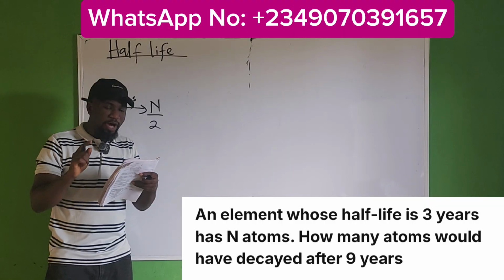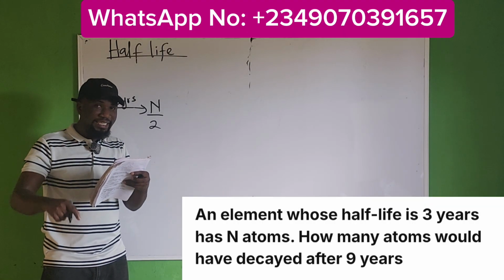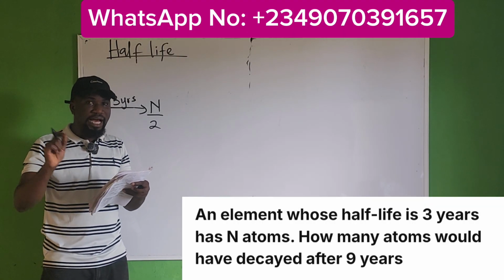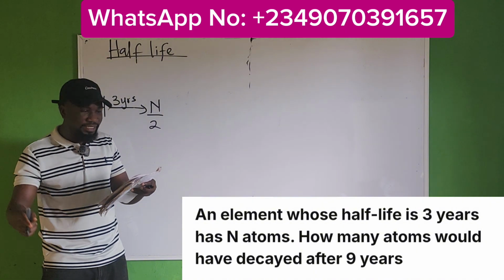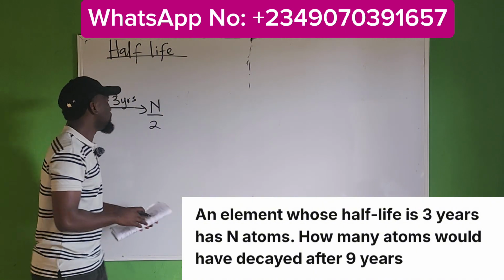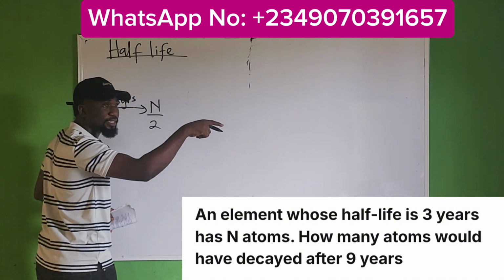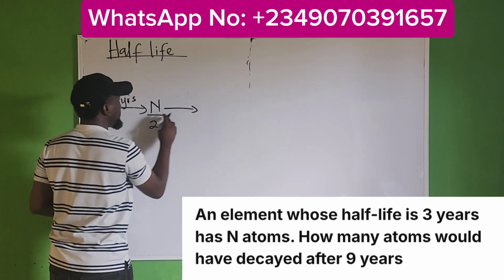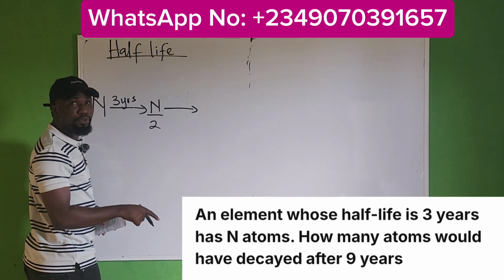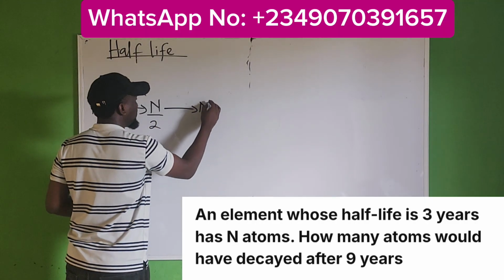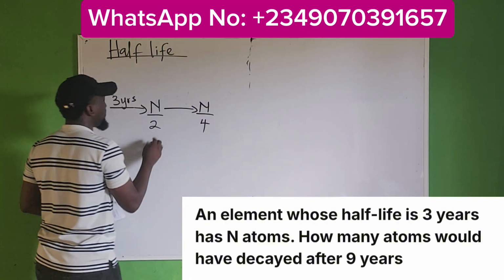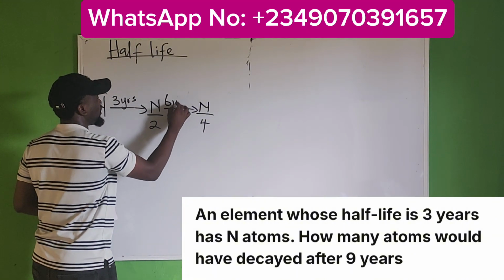How many atoms would have decayed after 9 years? So we want to get to 9 years now. So this will give us n divided by 4. Half of this is n over 4. So if I add 3 to this, that will give us 6 years.